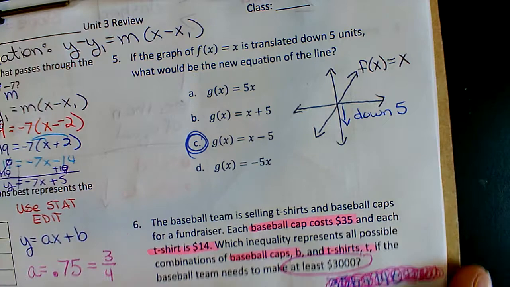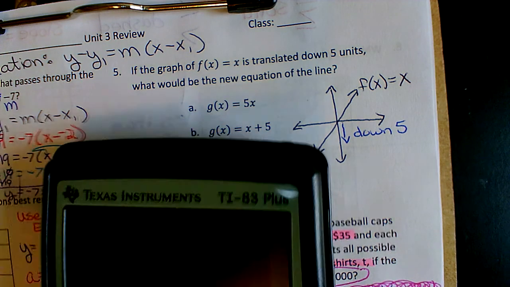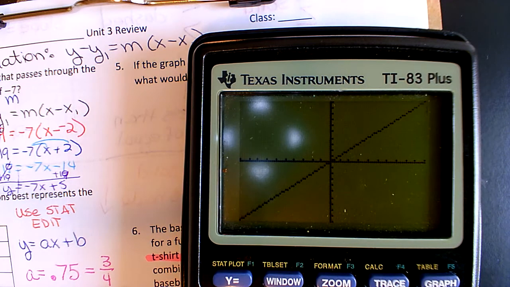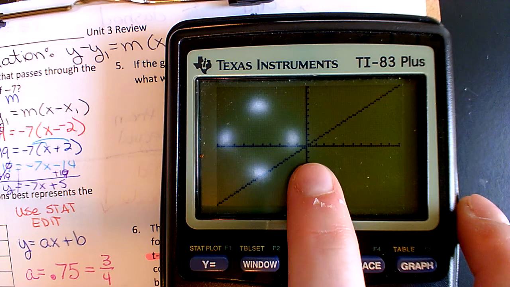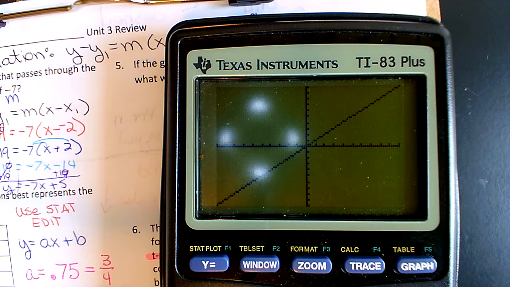Okay. Number 5. If the graph of f of x equals x is translated down 5 units, what would the new equation of the line be? Well, if you don't ever remember what f of x equals x is, you can just type it into your calculator and hit the graph button. And if we look at this, it's actually starting off intersecting at 0, or the origin.